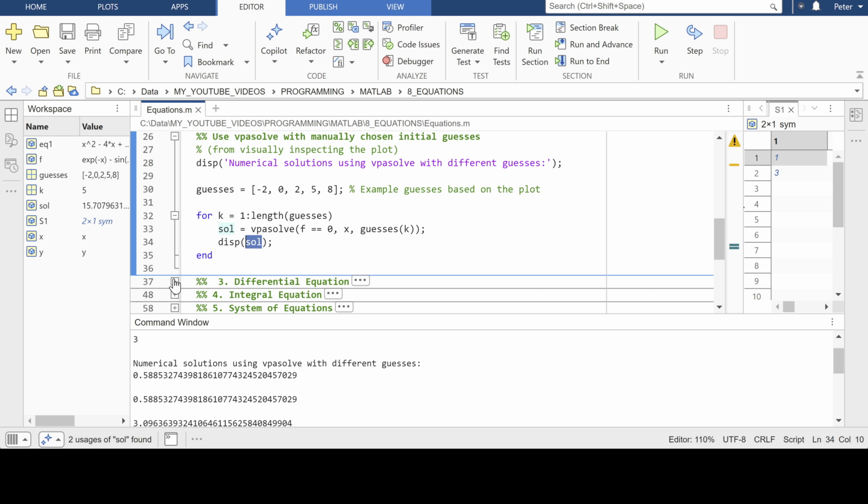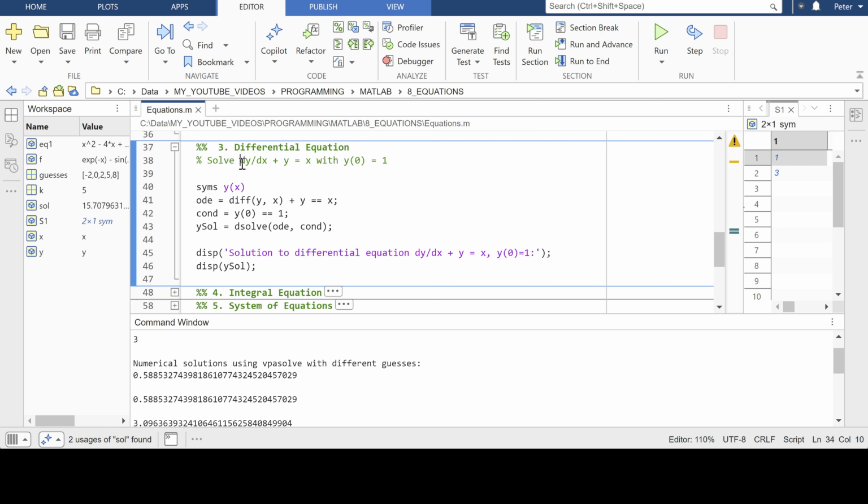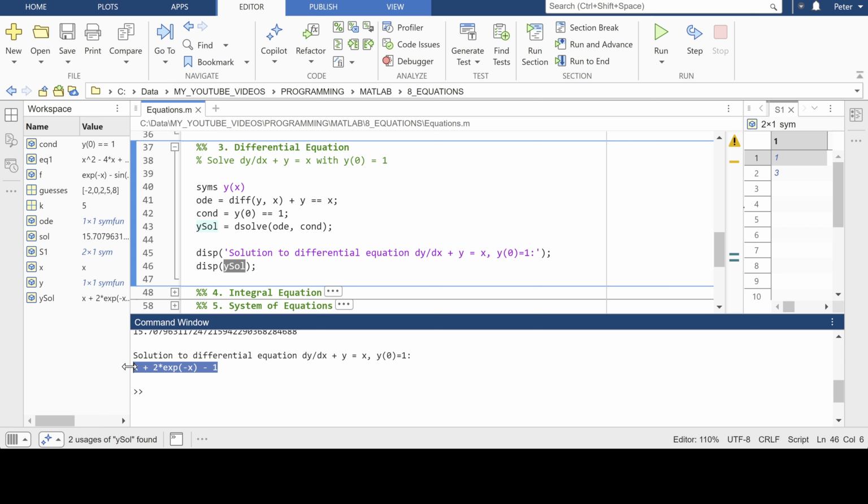Next, let's solve a differential equation with an initial condition. The derivative of y with respect to x plus y is equal to x, and the initial condition is y of 0 equals 1. In MATLAB, ODE equals diff of y with x plus y equals x. cond equals y of 0 equals 1. dsolve of ODE, cond. MATLAB returns the exact symbolic solution, perfect for control theory, modeling, physics, and more.